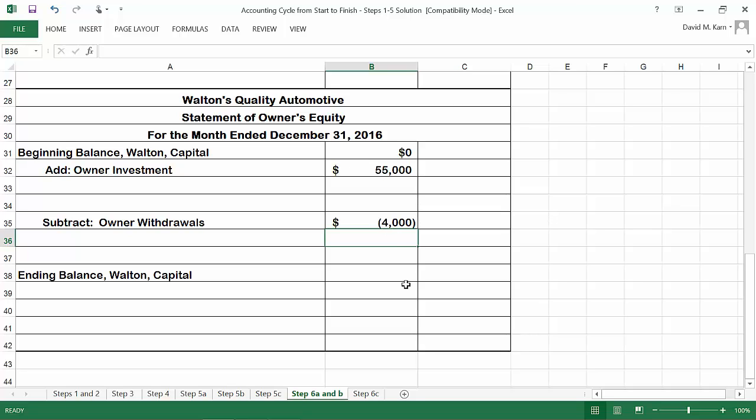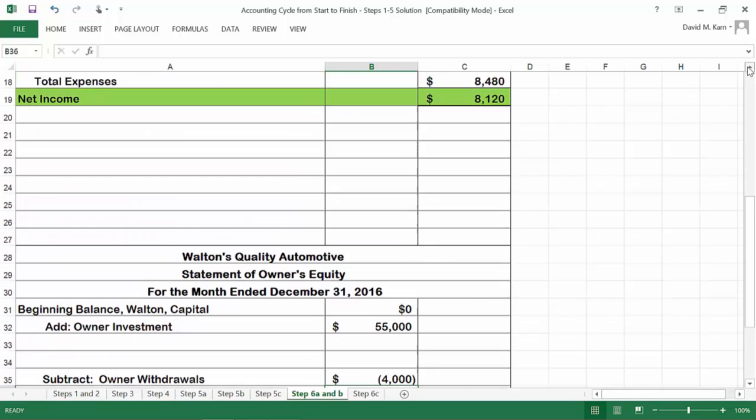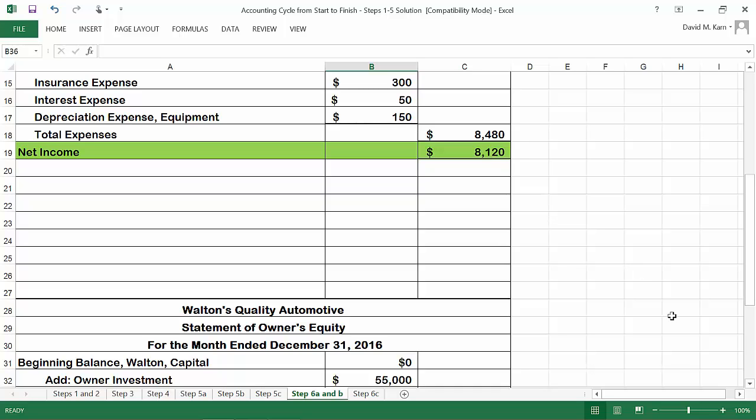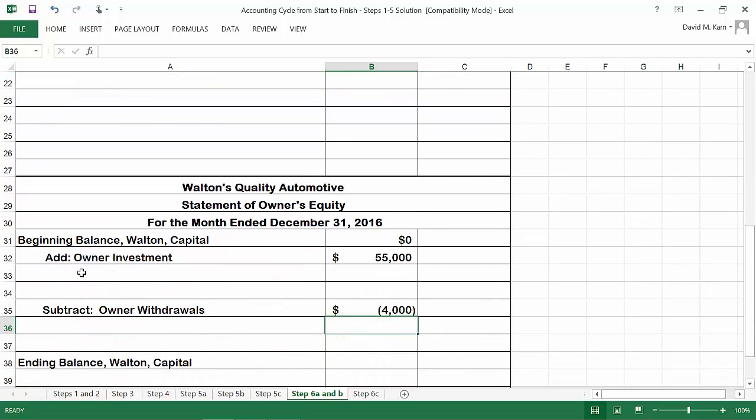Okay, and then we finally have what we have to do with our income statement. Remember back to our PowerPoint lecture on this, and we think about the 4 things that impact owner's equity: withdrawals, investments, revenues, and expenses. We went ahead and took care of the withdrawals and investments. So now we have to deal with the revenues and expenses. And because we have net income of $8,120, we have to add that in. So we'll add that down here. $8,120.